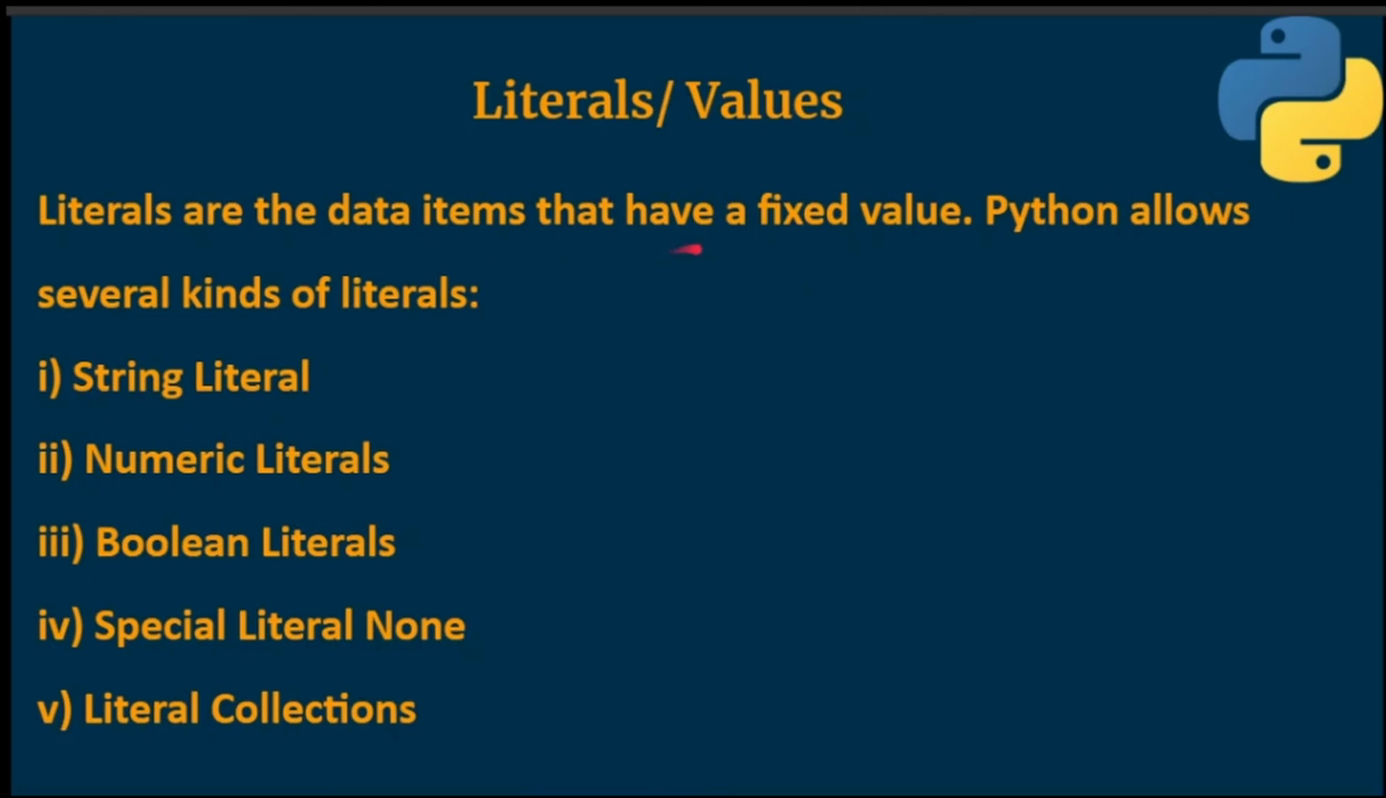Literals are the data items that have a fixed value. Python allows several kinds of literals. First we have string literals, numeric literals, boolean literals, special literal, that is None, and literal collections.